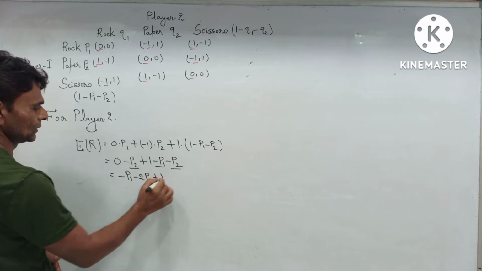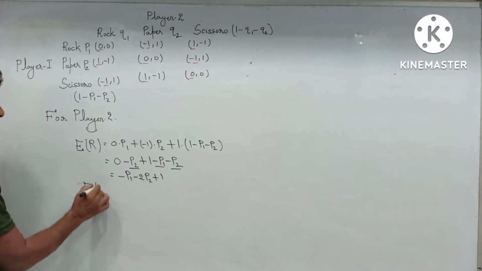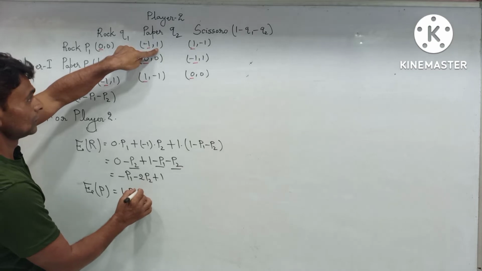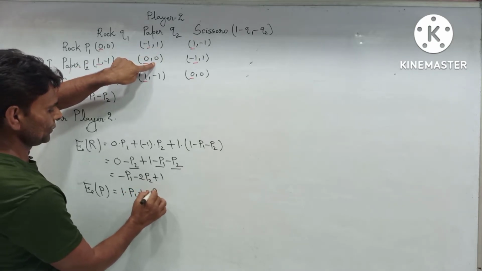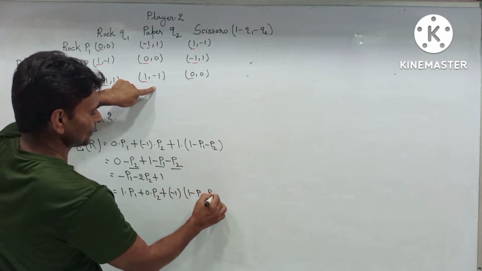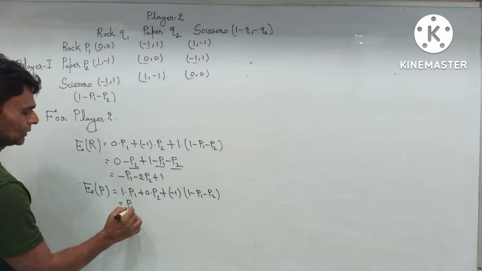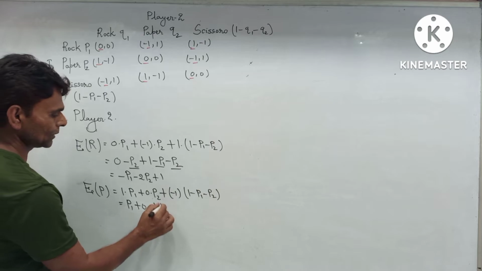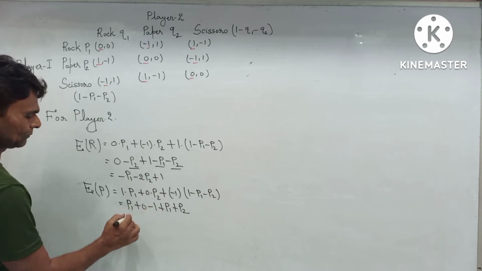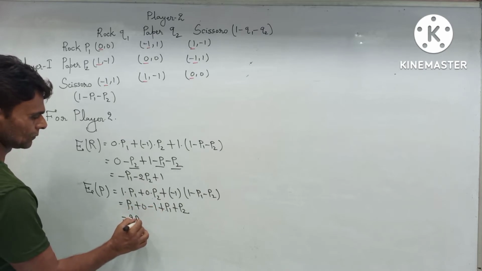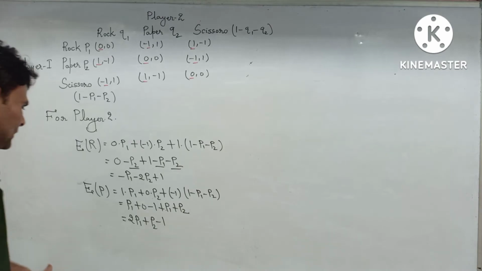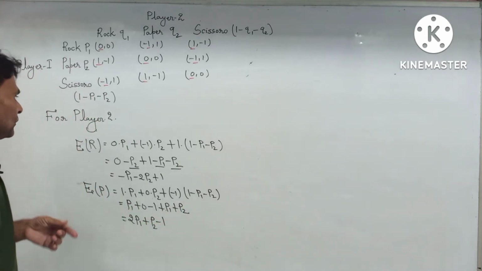and it becomes minus P1, writing first minus P2, it becomes minus 2P2 plus 1. Expected value of paper: 1 into P1 plus 0 into P2 minus 1 into 1 minus P1 minus P2. Here P1, 0, minus 1 plus P1 plus P2, and P1 plus P1 is 2P1 plus P2 minus 1. Similar work I am doing here as already done for player 1.